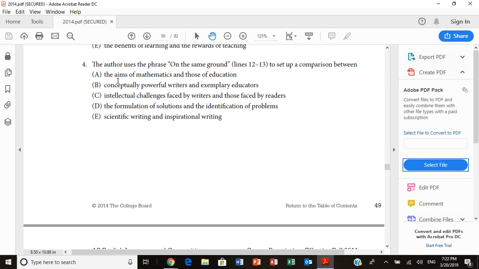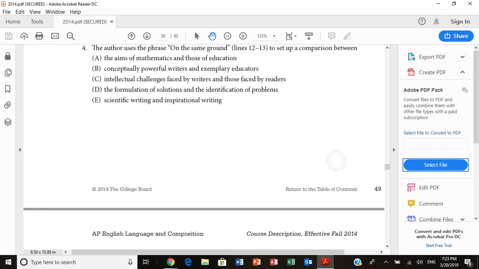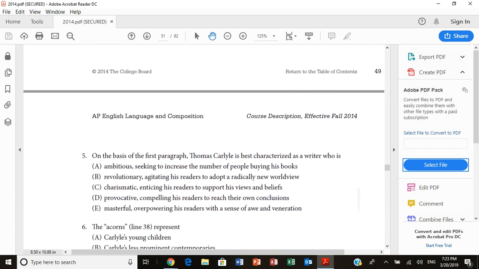So while you could be tricked by A, if you went back and looked at the passage, you'd see that the "on the same ground" introduces a new idea. And that idea is how powerful writers and exemplary educators are kind of in the same situation. So B is clearly the best answer there. On to 5.